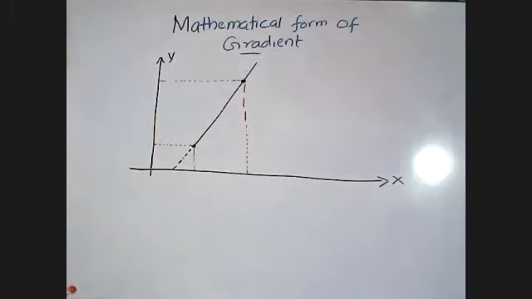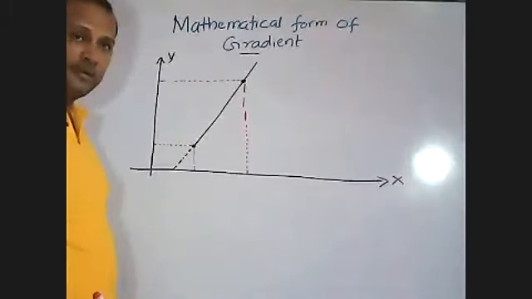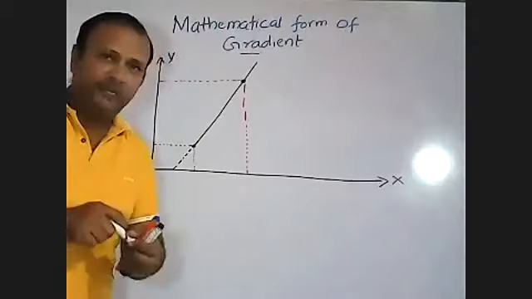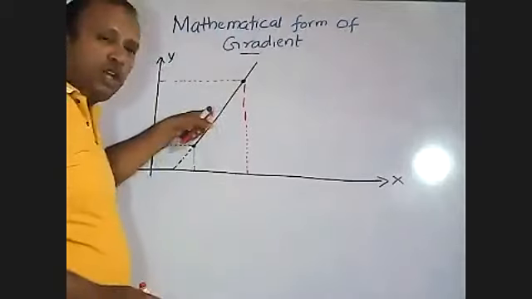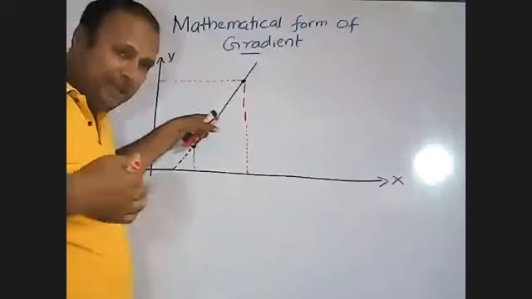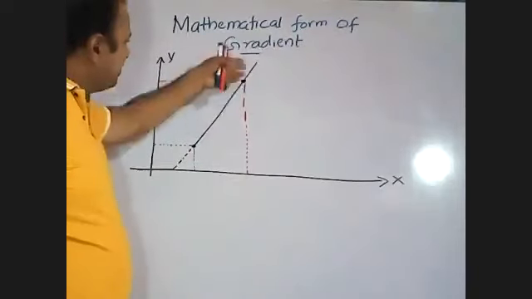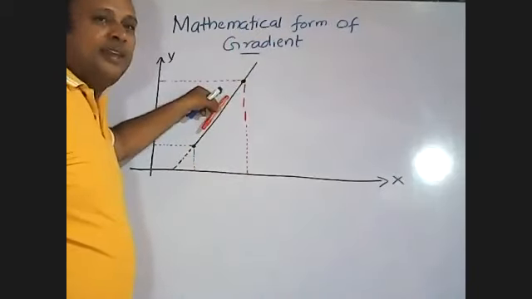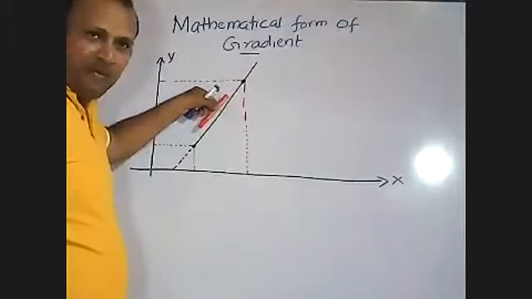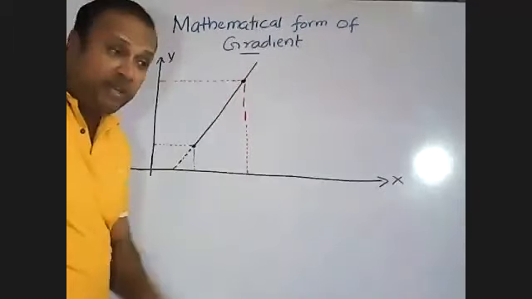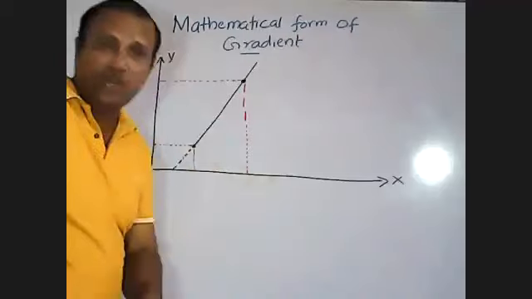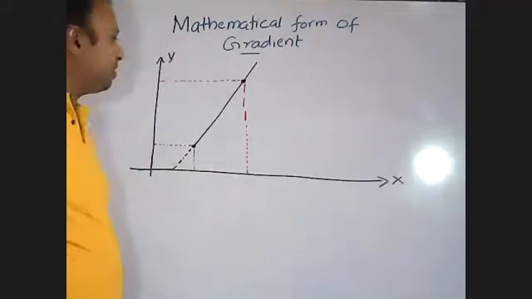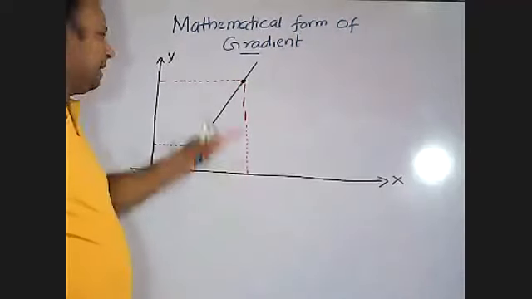Okay. Then, according to that definition, you can clearly see if it is a straight line, the actual tangent is equal to this straight line. If we draw a tangent to a straight line, it will be the same straight line. Therefore, there is no difference between the tangent and the straight line when we discuss a straight line graph.